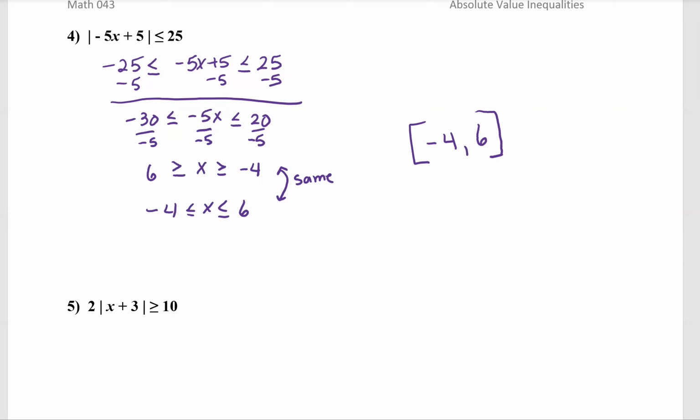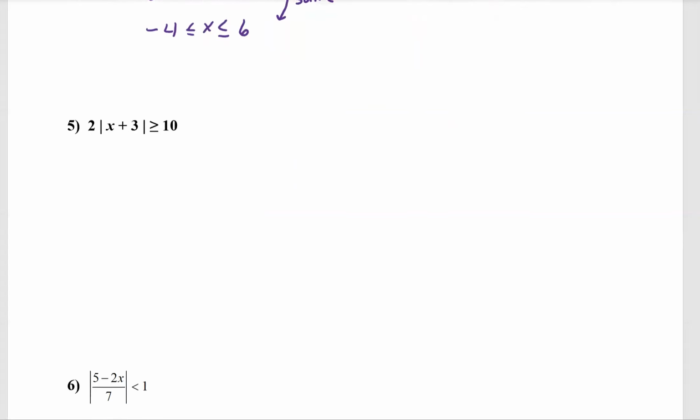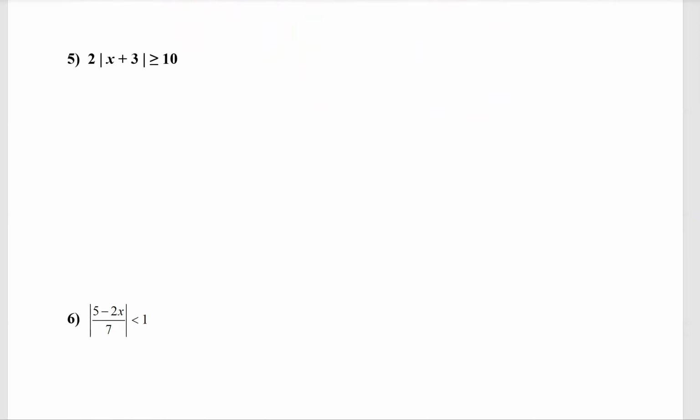Number 5, the absolute value is not isolated. So we need to divide both sides by 2. Now that we have the absolute value isolated, it is greater. That is an or statement. So we'll take the absolute value signs off, flip the inequality, take the opposite, write the word or, take the absolute value signs off, and solve as is.